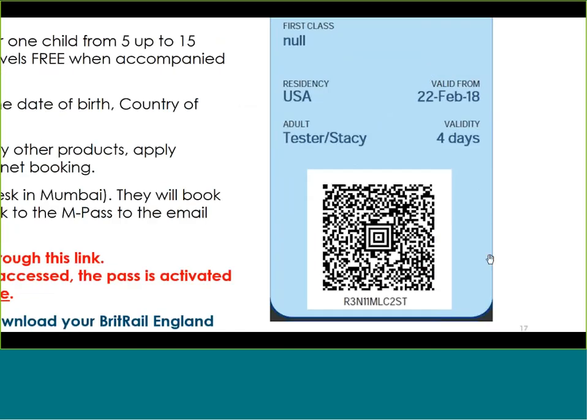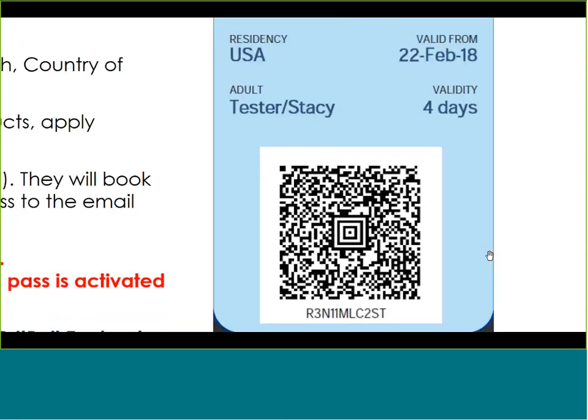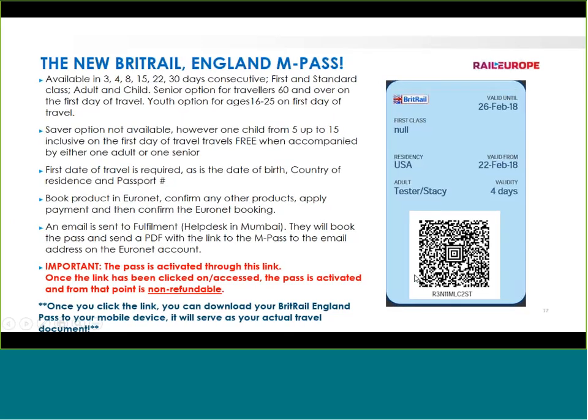And then also the name of the passenger, the residency of the passenger, and the validity period of the pass that has been purchased. You might have seen in the video the passenger scanning her phone through the turnstiles and the gates. This is the barcode that you would present when scanning through. And of course, just to reiterate as per the video, if the gate that your passenger is traveling through does not have an electronic scan code, simply showing the screenshot of the Britrail England MPass is sufficient for the passenger to walk through the gates as well.